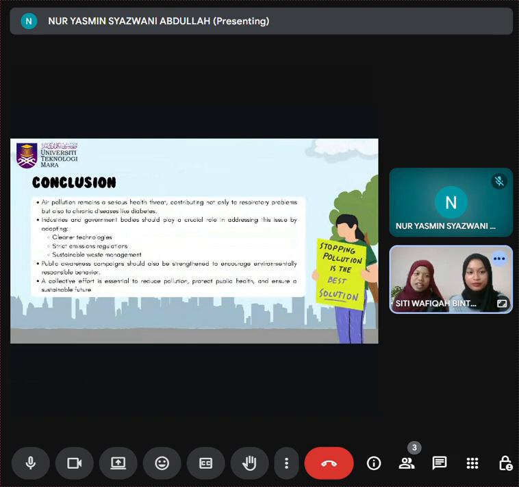In conclusion, air pollution is not just an environmental issue, it's a health crisis that affects millions of people. To solve this, industry and governments must lead by adopting clean technologies, enforcing strict regulation, and managing waste properly. We also recommend increasing public awareness because everyone has a role in protecting our environment and reducing air pollution.